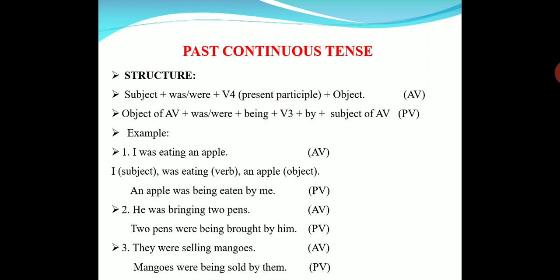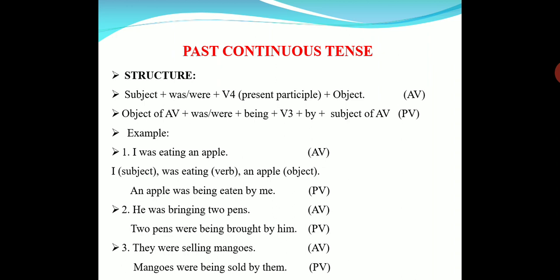And the B form is being. And V3 form is sold. Sell, sold, sold. And we add by. And then they become them in the place of object. Mangoes were being sold by them is the sentence in passive voice. Again, we can compare it with the present continuous tense.